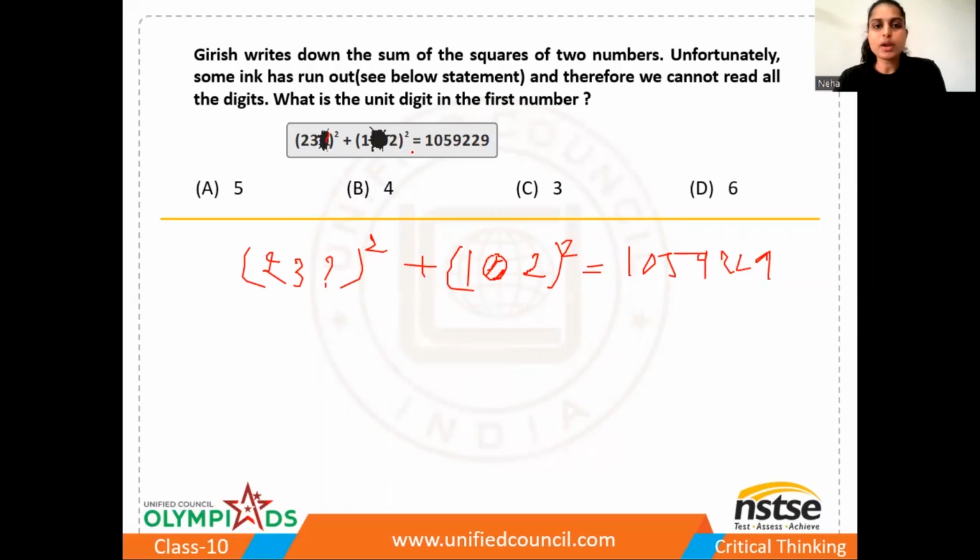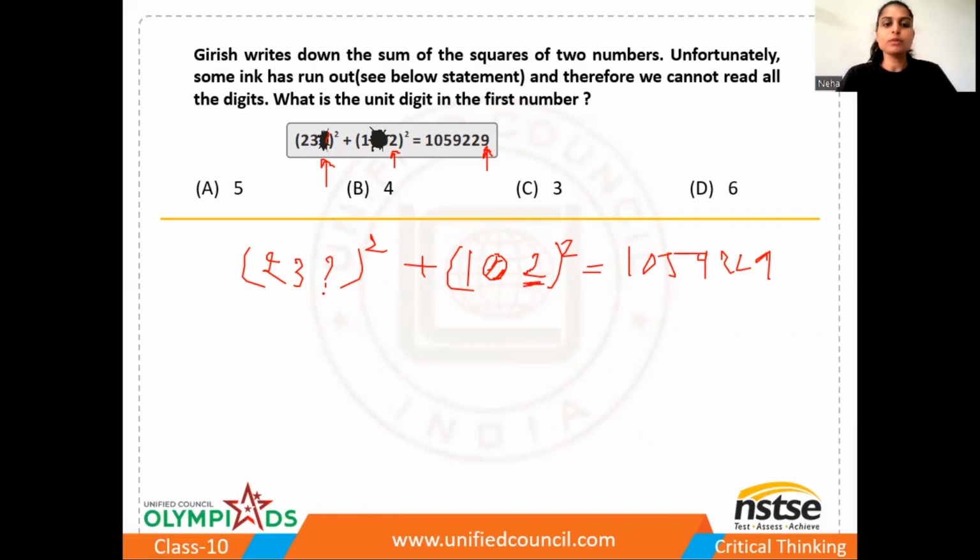Okay. So now students, I have to find the unit digit in the first number. And one more thing I can see here is that this is given equal to 9. Right? This is given equal to 9. So I am multiplying a number with 2 and I am getting 9 here. Okay. So what should it be? What should it be? Yeah. Alright.